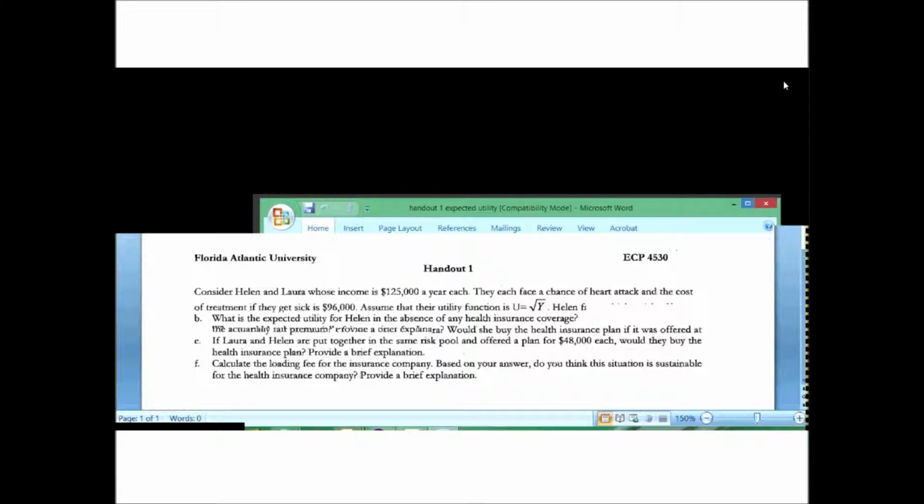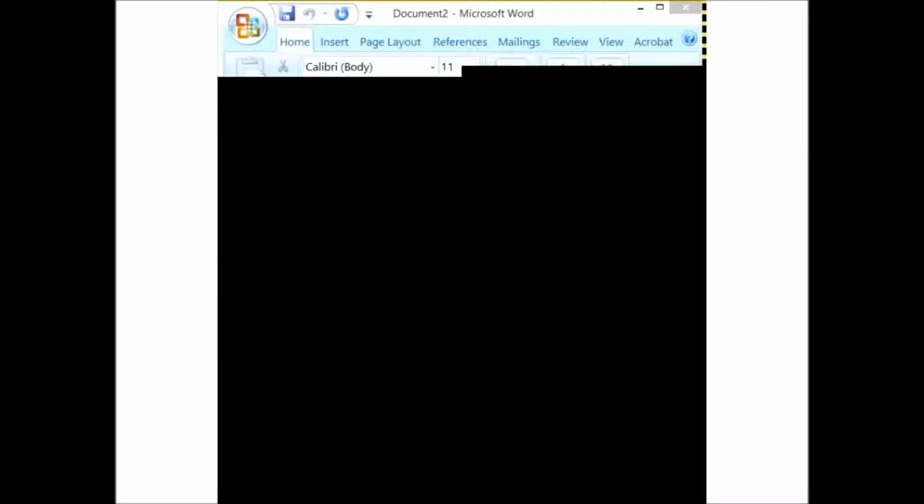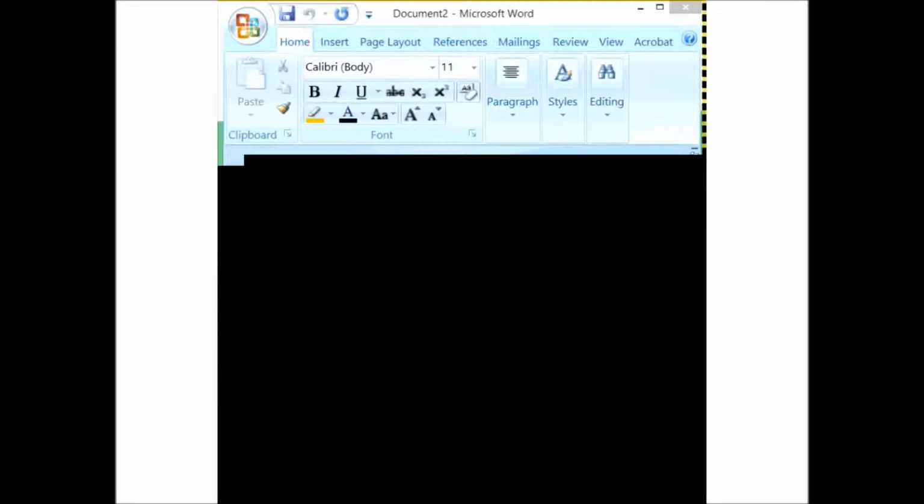Just recognize that if they could avoid risk, they'll try and avoid risk, even if they have to give up some income in order to avoid the risk and being safer by not incurring the loss if they get a heart attack. It says Helen faces a higher risk at 75%, and Laura faces a lower risk at 25%. So let's look at letter A. It asks what is the expected utility for Laura in the absence of health insurance.